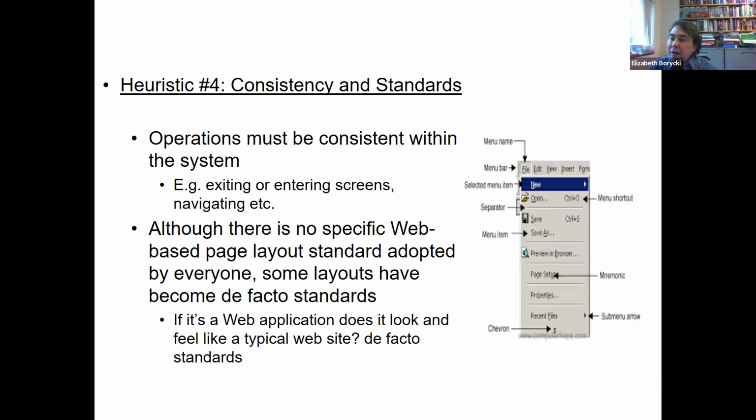A really important one, if you do a lot of usability, you see violations all the time, is consistency and standards. Operations should be consistent within the system. You shouldn't be exiting by clicking on the right side of a window in one part of it and the left-hand side in another. We've actually done studies where year, day, and month were in reverse orders in different parts of the system.